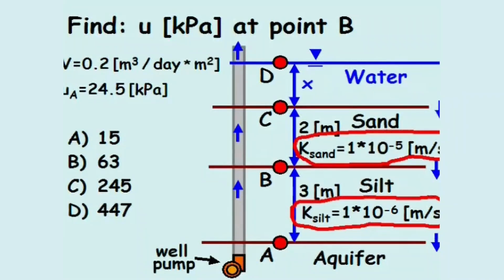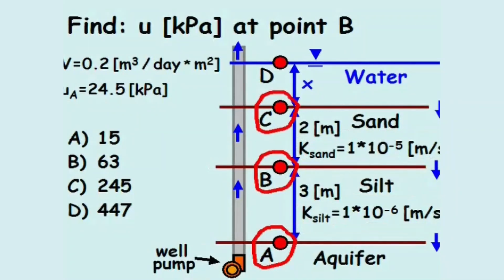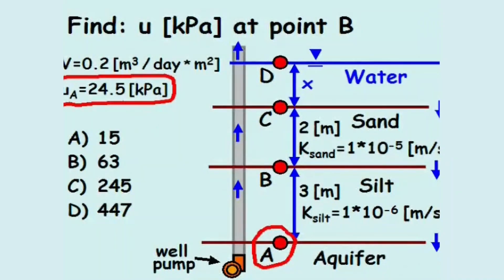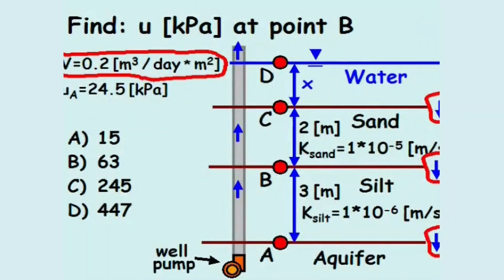The hydraulic conductivities of the sand and silt layers are given. Points A, B, and C are positioned at the layer boundaries, and point D is at the surface of the water. A well pump pumps water from the aquifer, which holds the pore water pressure at point A to 24.5 kilopascals. This pumping causes the flow of water downward through the soil profile at a given seepage velocity, v.